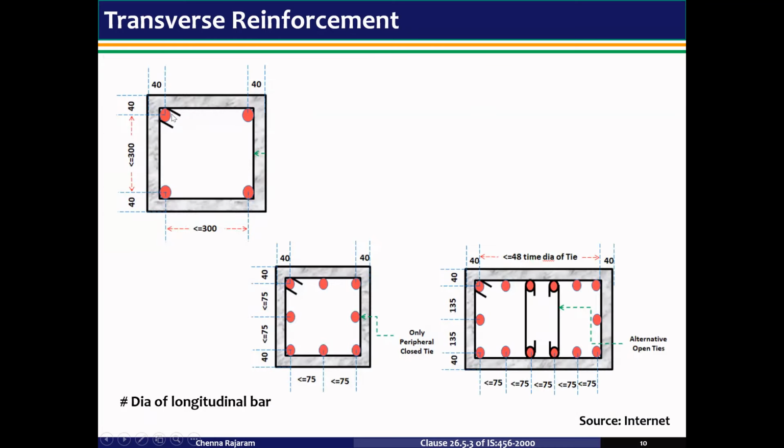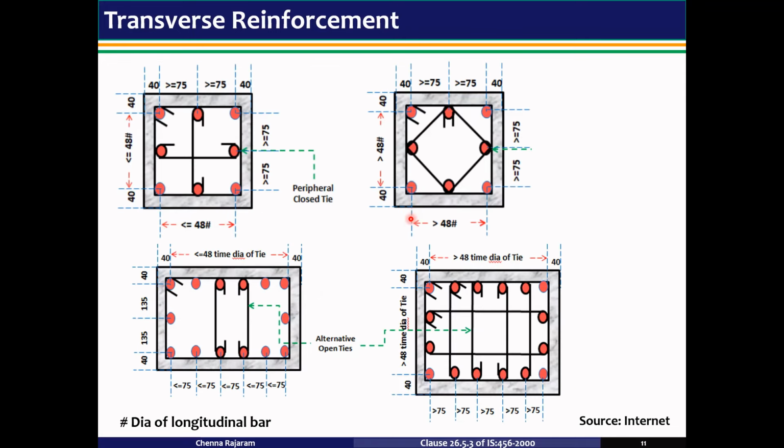If there are four longitudinal bars in a column, a periphery closed lateral tie is required to prevent buckling in both the directions. When there are more than two longitudinal bars on one face of the column, if the spacing between the bars is not exceeding 75 mm, only alternate longitudinal bars need support. So this one and this one need support.